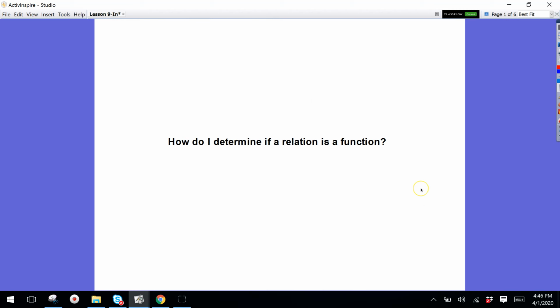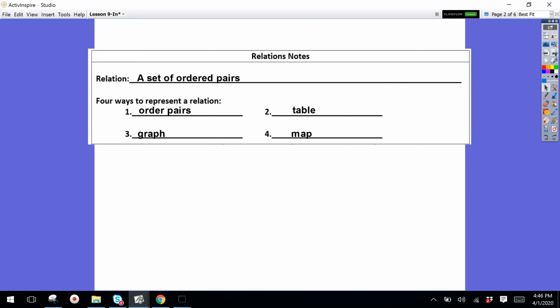So in this video, we're going to be discussing how do I determine if a relation is a function. Before we start with talking about a function, let's talk about what a relation is. We've been seeing a lot of relations in math, and it's basically a set of ordered pairs. It's something that's relating an x to a y, showing a relationship there.